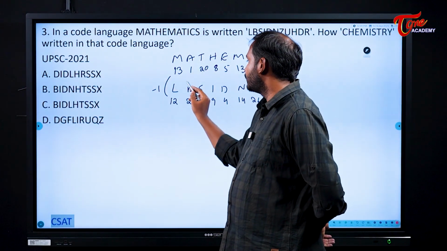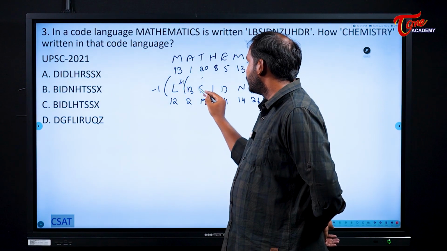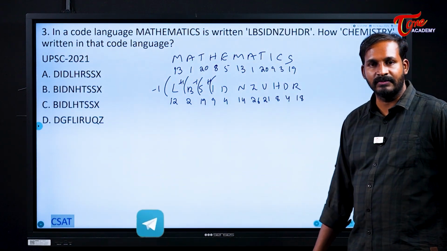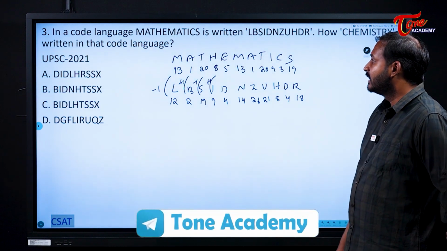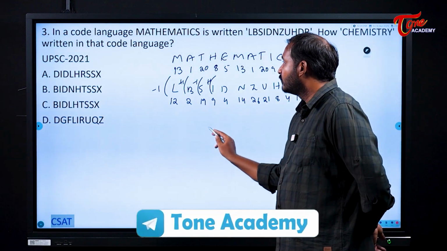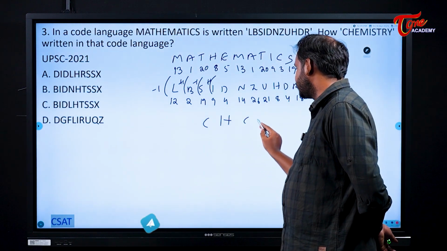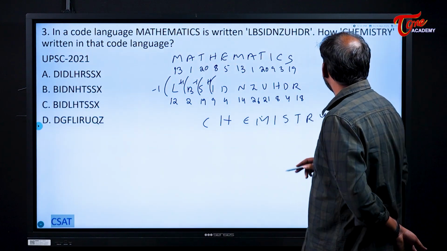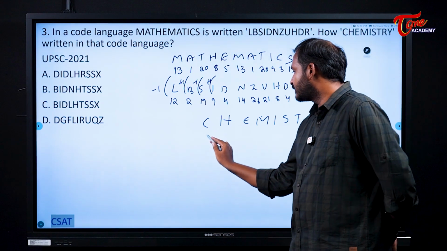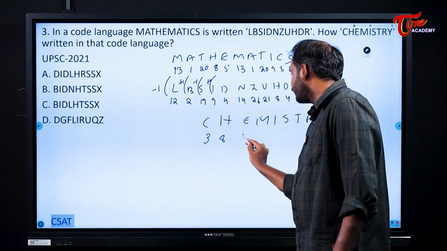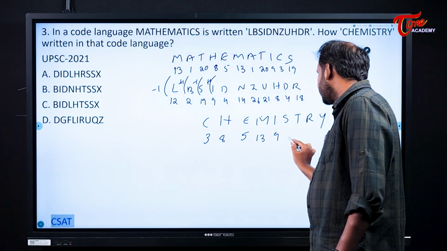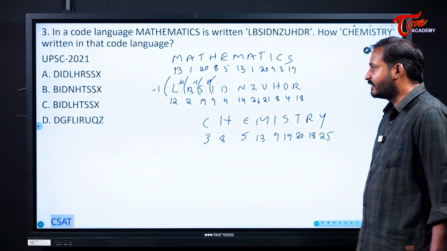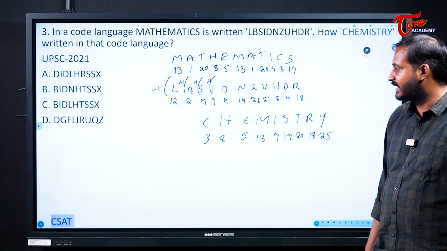From here to here minus 1, from here to here plus 1, minus 1, plus 1. So minus 1, plus 1, minus 1, plus 1, minus 1, plus 1, minus 1, plus 1, it is repeated. Now we need to write the code for chemistry in that language. So it becomes 3, 8, 5, 13, 9, 19, 20, 18 and 25. The same logic, minus 1, plus 1, minus 1, plus 1.